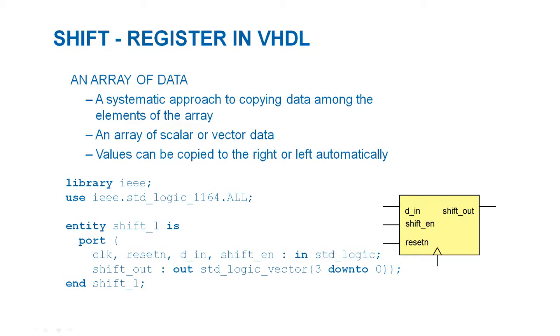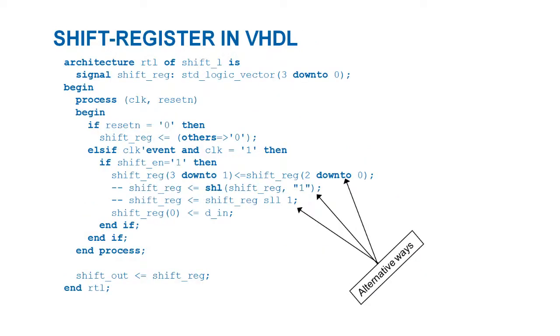To implement this, I have a clock, I have a reset signal that is active low, and then I have data coming in, and a shift enable that tells me when to shift or not. All these are coming in, and what goes out is the data, or the current value of the shift state of the shift register.